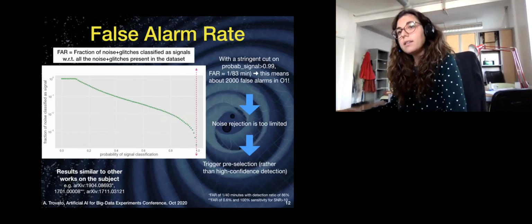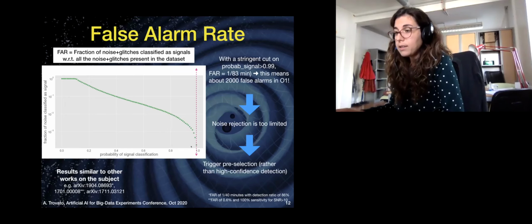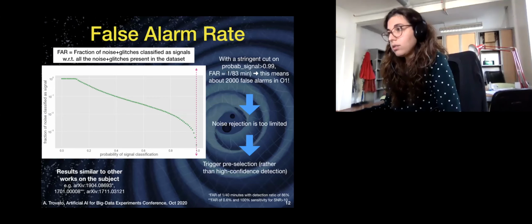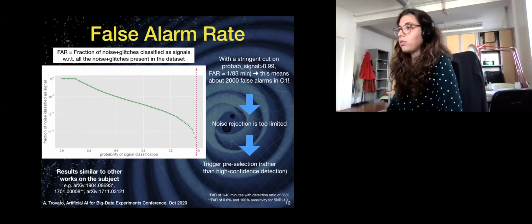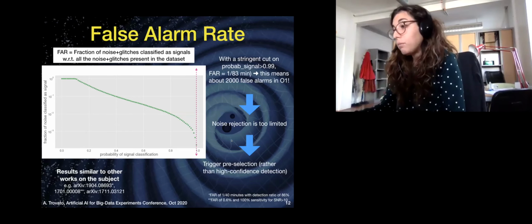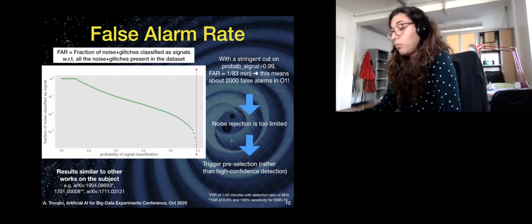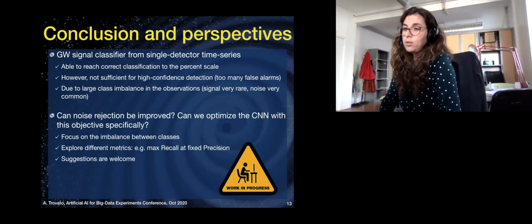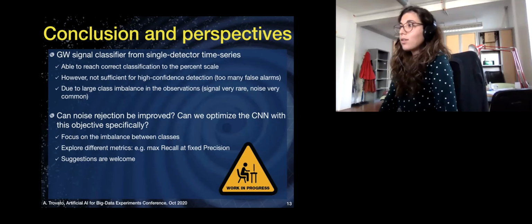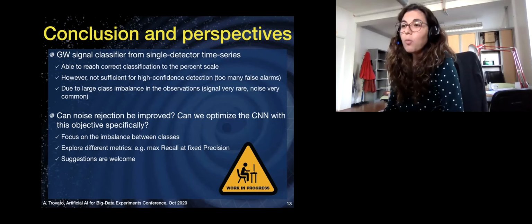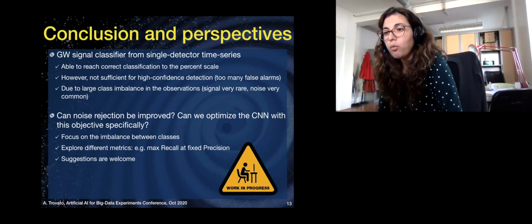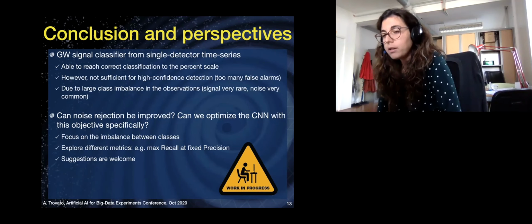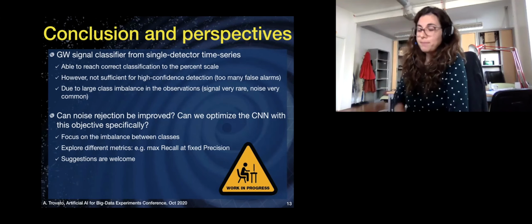And this instead is the false alarm rate, which for the last bin is something like 1 every 83 minutes, which is still a lot. It's much more than what we need for our analysis. That's why this could be used at the moment for some kind of trigger preselection, but it still has to be improved. It's not a final work, this is ongoing work. And we are working at this moment to use different metrics in the optimization of the network. And that's all. Thank you.